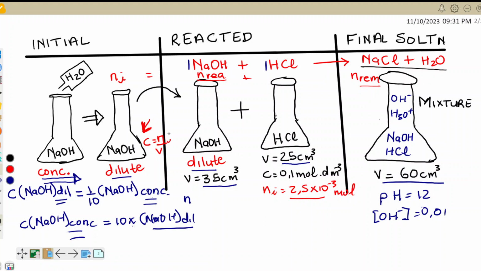Then this number of moles initial, we divide by the volume, which was 35 cm cubed, because they said 35 cm cubed of this is the one that was titrated with this hydrochloric acid. So we need to find this initial number of moles first before we are able to find the concentration of the dilute. So to find the number of moles initial, we must know the number of moles of this which reacted, and we add it to the number of moles here, which is the final solution.